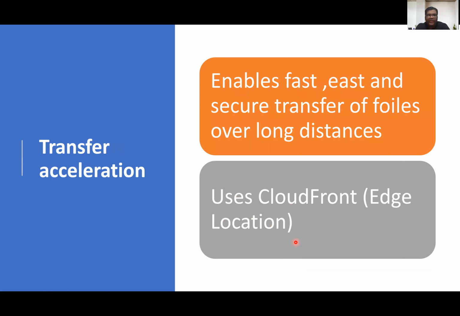Next thing is transfer acceleration. What that means is it enables fast and secure transfer of files over long distances, and it uses CloudFront, the edge locations. If you remember, we talked about edge locations. So S3 transfer acceleration uses edge locations, which create a local cache, the edge cache, in those respective edge locations or regional cache, and that's how it can serve those files instantly to the user.